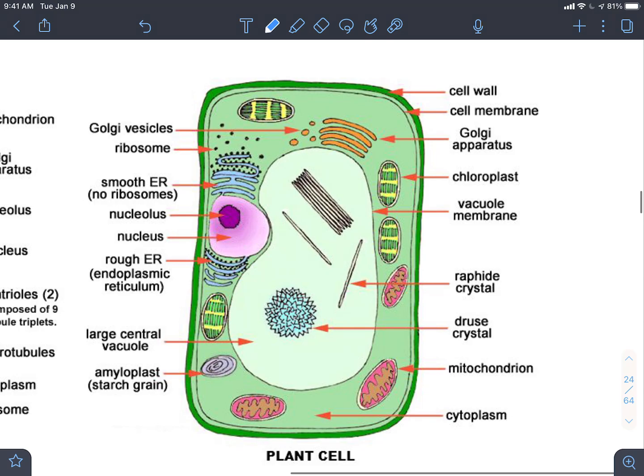Over here we see the plant cell, and the plant cell has a cell wall, and that typically causes the plant cell to have a very structured shape. In fact, this is the reason we use the word cell. The first scientist to see cells was looking at plant cells, and they thought that these looked like the little rooms that monks worked in.